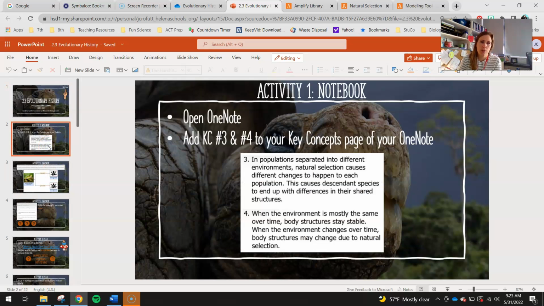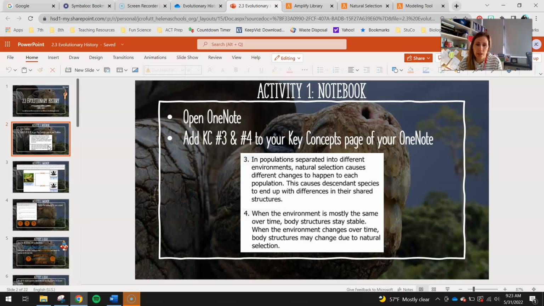So your first thing you need to do is open up your OneNote and add key concepts 3 and 4 to your key concepts page. Key concept 3 says in populations separated into two different environments, natural selection, which sounds like something from the last unit, causes different changes to happen to each population. This causes descendant species to end up with differences in their shared structures. And again, this has to happen over a lot of years. This doesn't happen overnight. This doesn't happen over a year. This happens over a lot of years, okay?